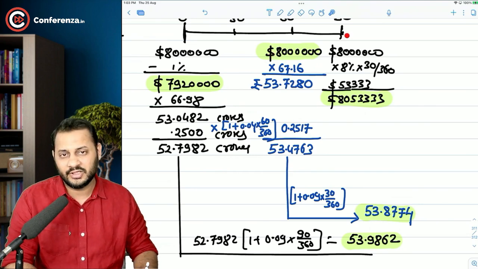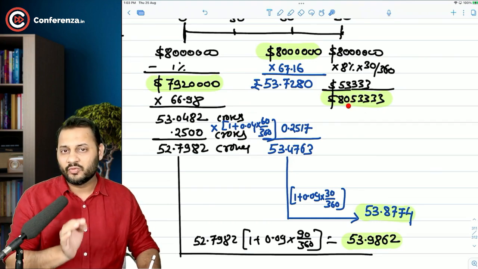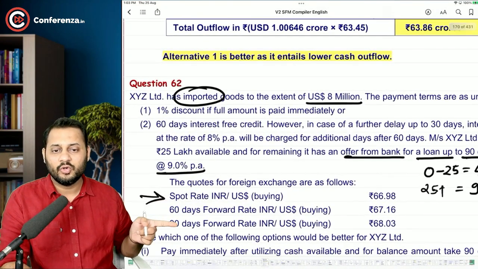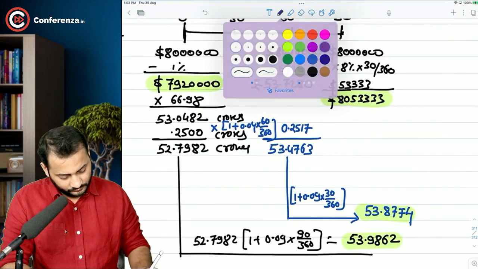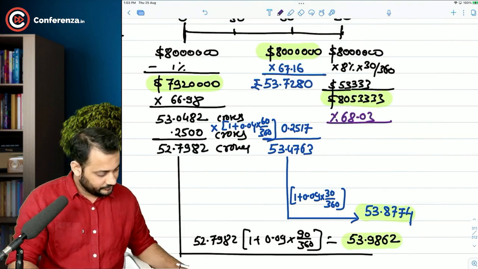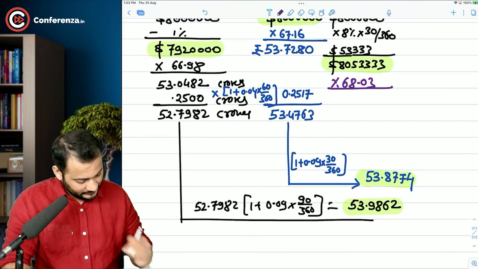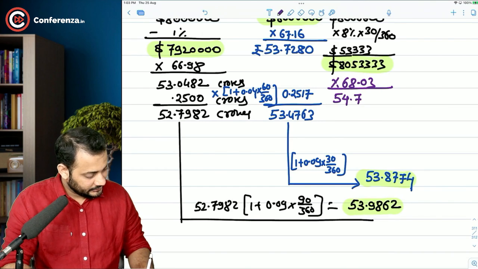Now let's come to the end of 90 days. We need to make this much of the payment, and understand the forward rate at the end of 3 months will be applicable, which comes to 68.03. So the required amount will be, in terms of crores, 54.7868.